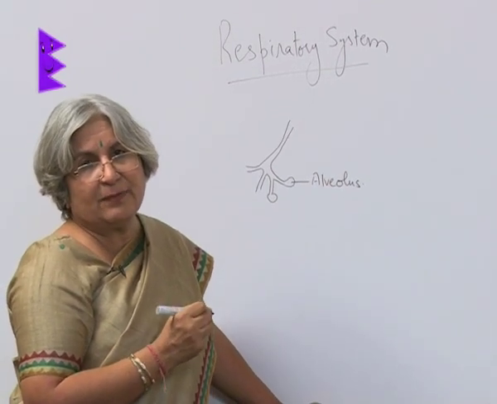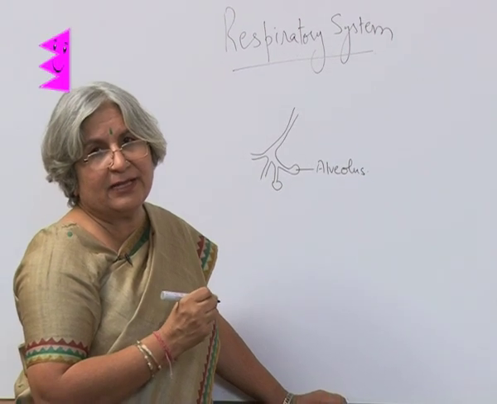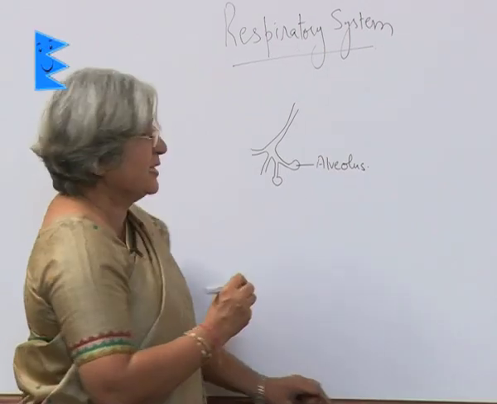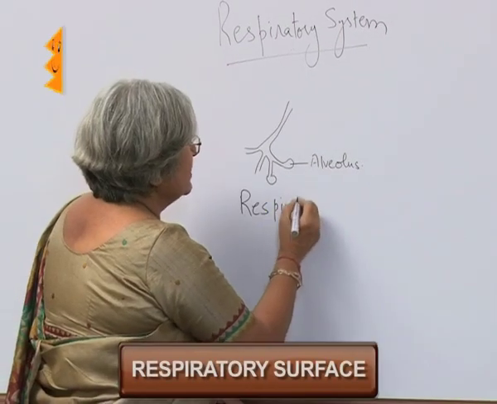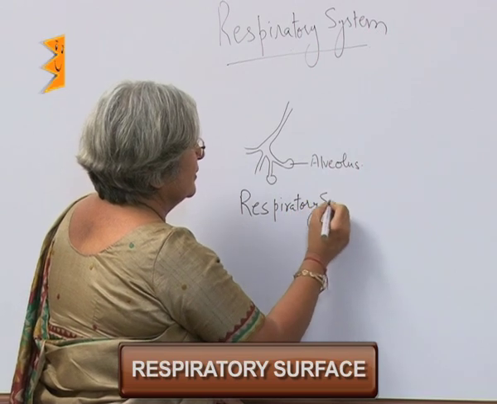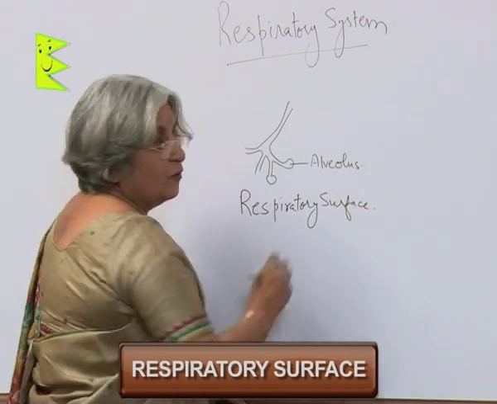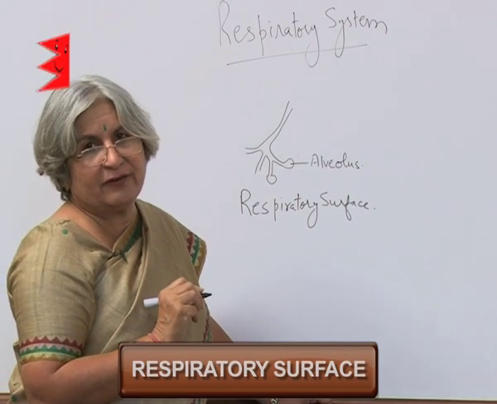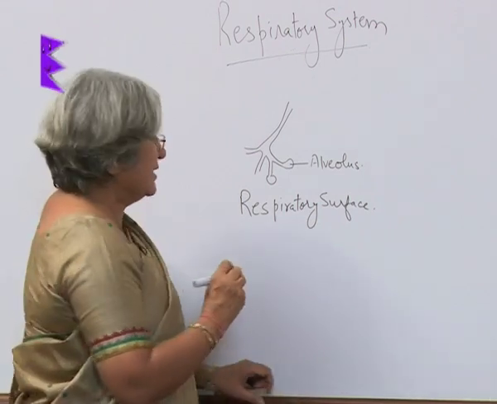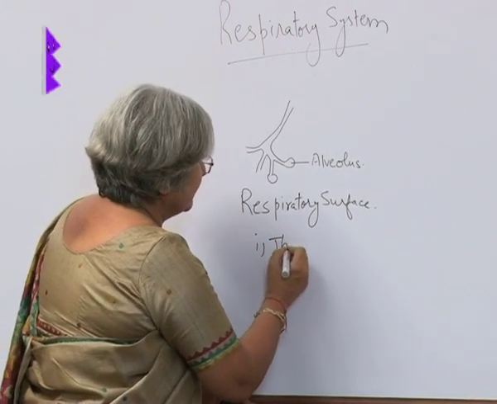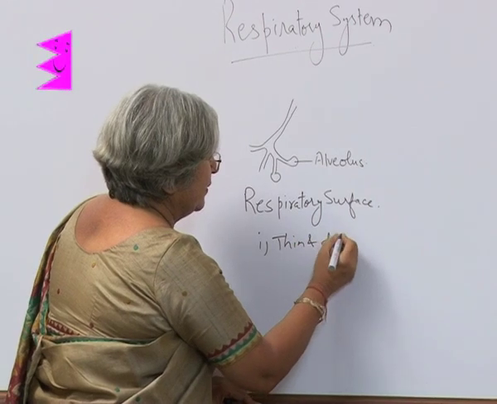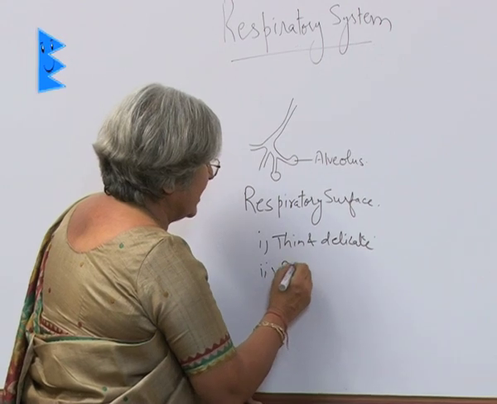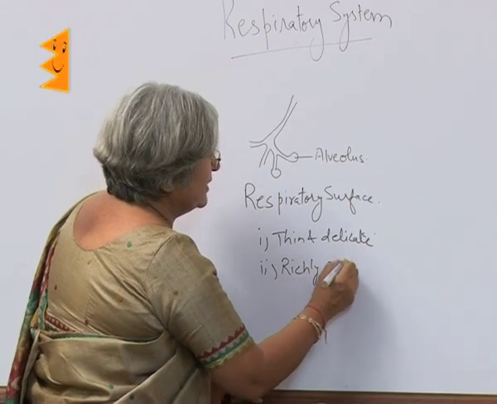These are richly supplied with blood vessels where the exchange of gases takes place. Now, where the exchange of gas takes place, that is called a respiratory surface. Whatever the respiratory organ of an animal, it has a respiratory surface. The respiratory surface is thin and delicate. It is also richly supplied with blood vessels.